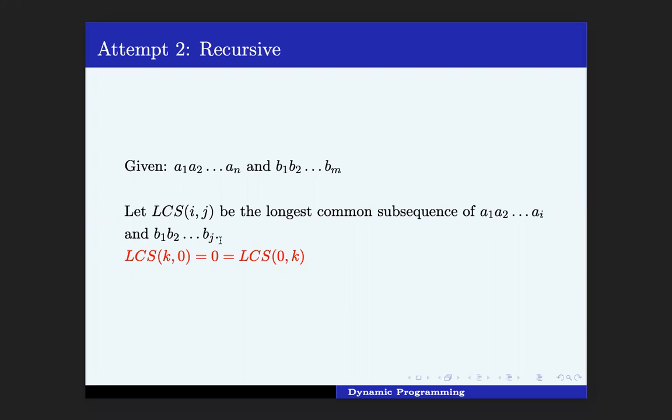So it is a smaller problem, since I is less than n and J is less than m. Here, are we looking for the length or also the sequence itself? I will present it as if we are looking only for the length, but you can use the same algorithm for finding the sequence also. In this lecture, I will just look at the length.